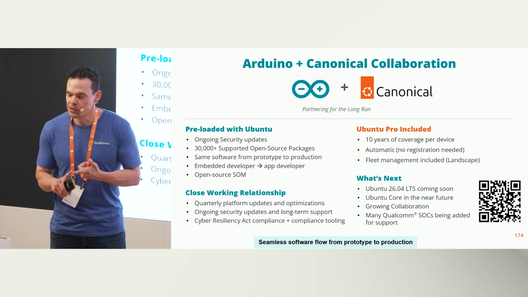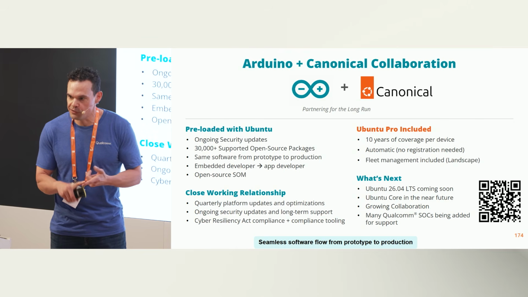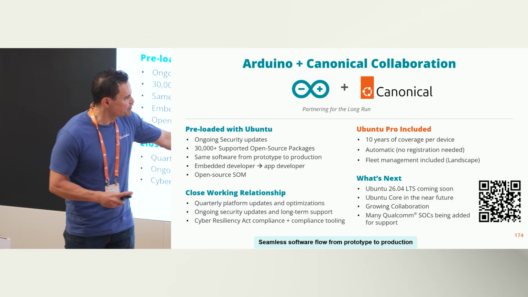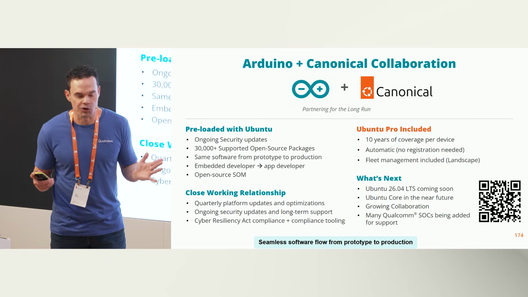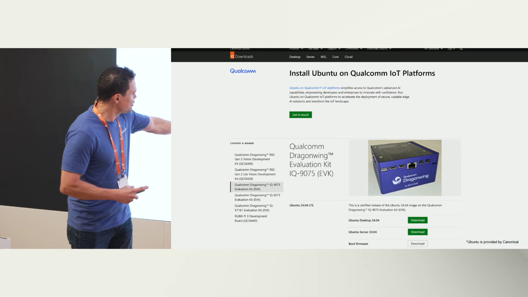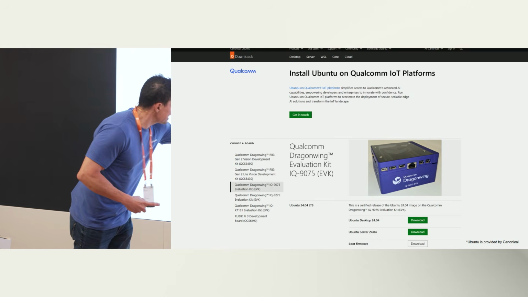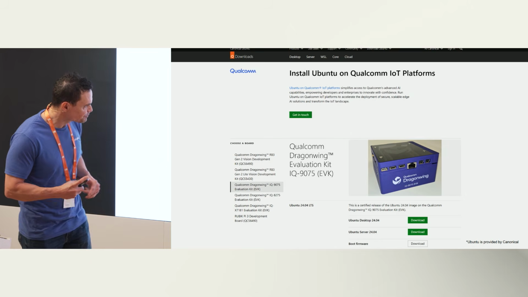It's a single IoT image that you install between the VENTUNO Q, the IQ8, the IQ9, and more Qualcomm SoCs are being added in the future. So this collaboration is growing. This is a picture of where that QR code takes you. I've got the IQ9 selected. The IQ8275 that you see right here, this is what the VENTUNO Q is based off of.